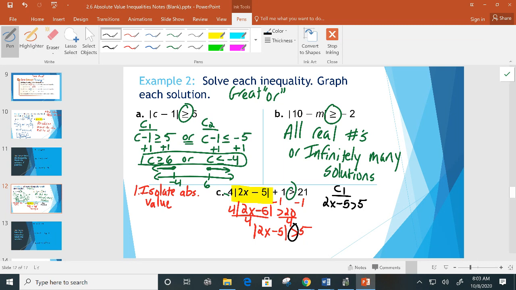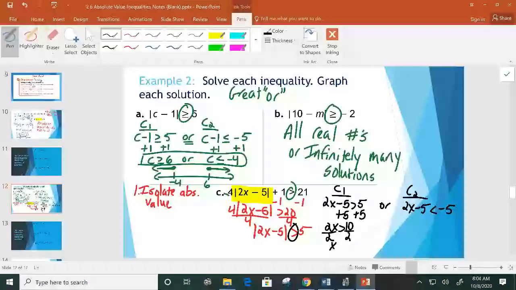This is a "great-or," so it's going to be an or symbol. Case 2, 2x minus 5 is less than, flip the sign, change the sign, negative 5. Let's solve both of these out. Add 5, add 5. 2x is greater than 10, and divide by 2. You're going to get x is greater than 5.